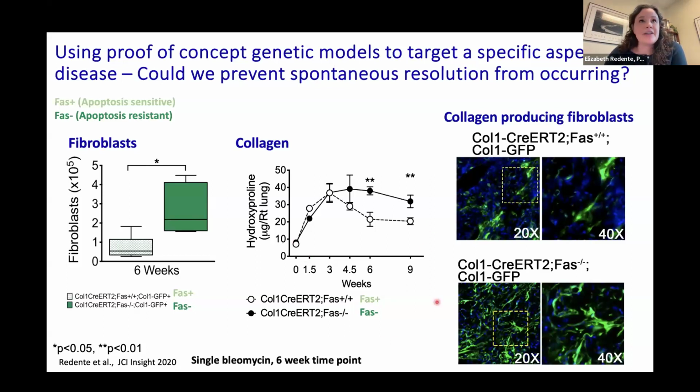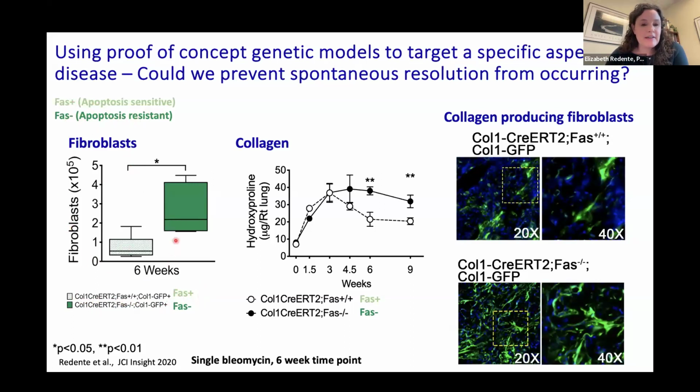So we'll start here on the right, the data. These are just immunofluorescent images where our fibroblasts have a GFP reporter, so we can follow them. So this is COL1A1 GFP, so our fibroblasts are here in green. When we have FAS sufficient mice, so we cross the COL1A1 CRE ERT2, so this is a tamoxifen inducible model, to FAS flox mice. If we treat with corn oil, our fibroblasts maintain FAS. These cells are able to undergo apoptosis, so they're apoptosis sensitive. However, if we give tamoxifen to these mice, they delete FAS, and now these cells are apoptosis resistant.